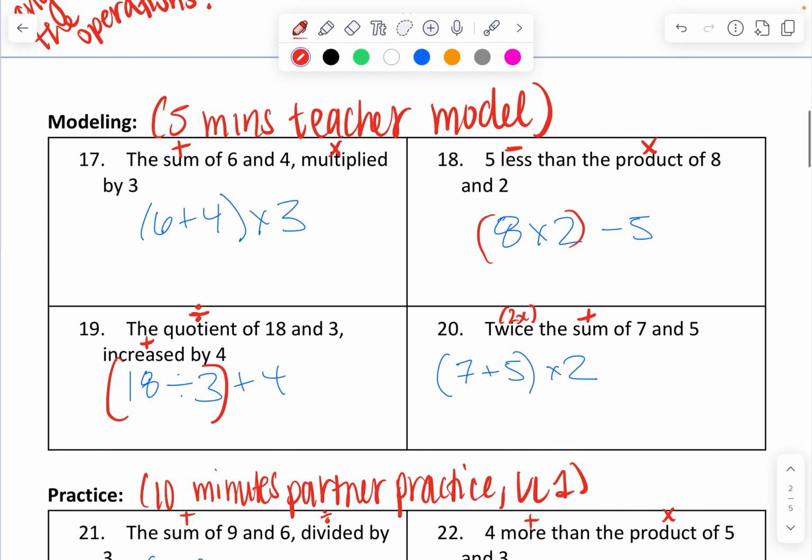From there, you're going to take about 5 minutes to jump into the teacher model. Notice that in this internalization, I have gone ahead to annotate the words with the operations, right? What I mean by that is for question 17, where it says the sum of 6 and 4 multiplied by 3, I identified sum as an addition buzzword, so I put a plus sign above it. And then I identified multiplied as a multiplication buzzword, so I put a multiplication sign above it.